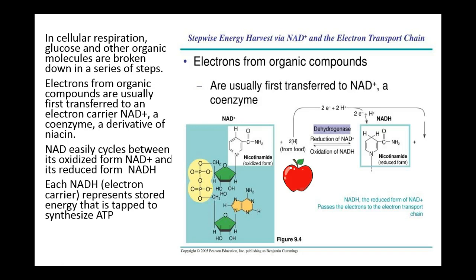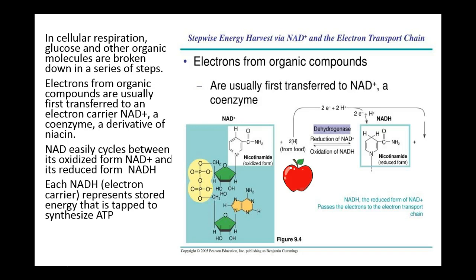Now you might be asking yourself, why do we go to all this trouble? And that is because that electron has so much potential energy. There's so much energy stored in that electron. Actually, it's way too much energy stored in that electron. So what the body has done in terms of evolution is there's this cofactor, coenzyme, NAD.